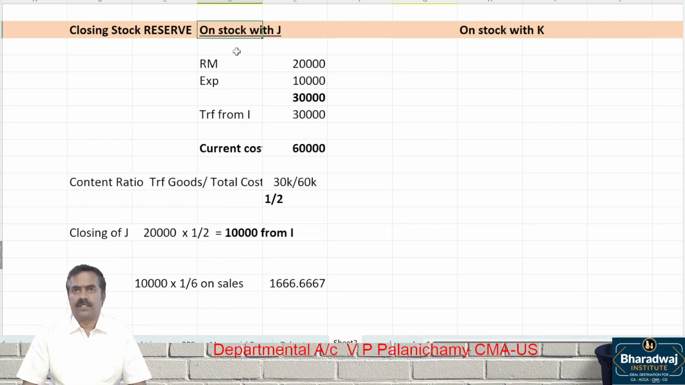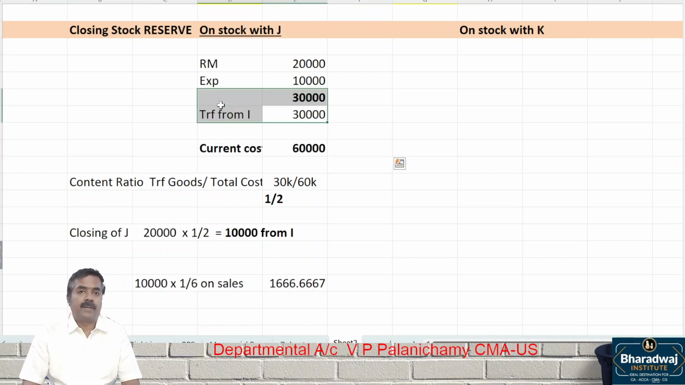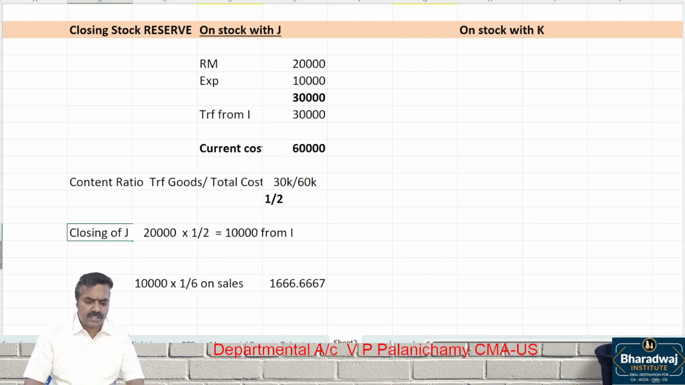Look at J's cost structure. What is raw material and expenses? 30,000. Transferred goods? 30,000. What is the total cost? 60,000. So the total cost of J includes transfer by how much? 30,000. The content of transferred goods to the total cost is how much? 1 by 2. So closing stock of J, 20,000 is given. In that, what is the transfer content? 1 by 2. Of 60,000, 30,000 is transfer. In 20,000, how much? 10,000 is transferred goods from I.